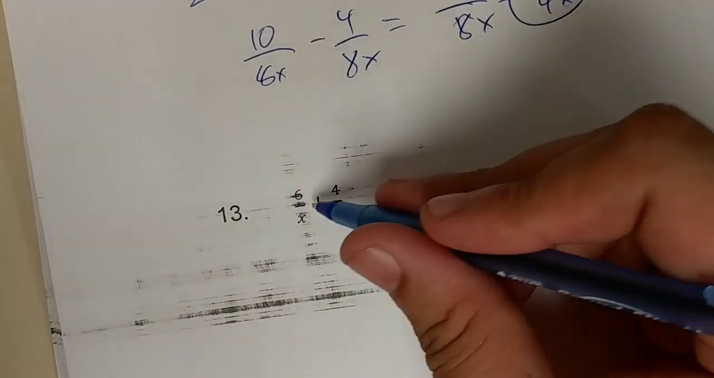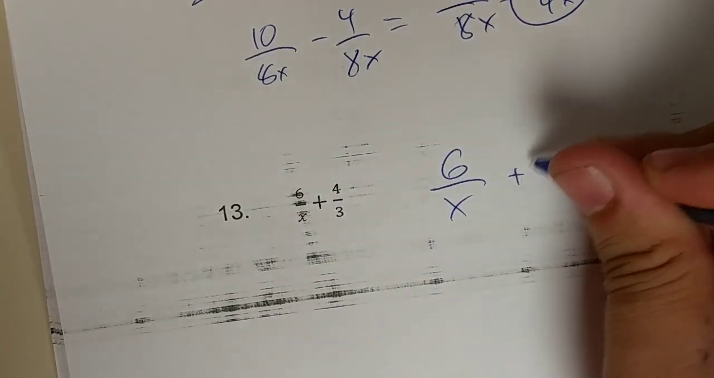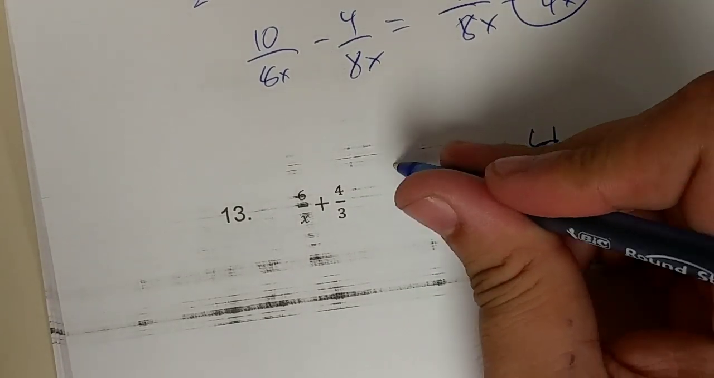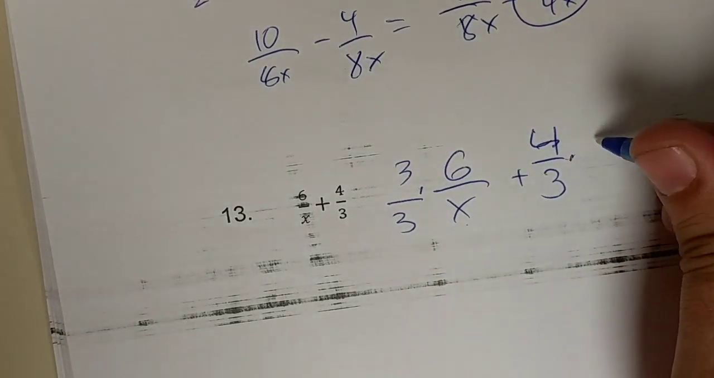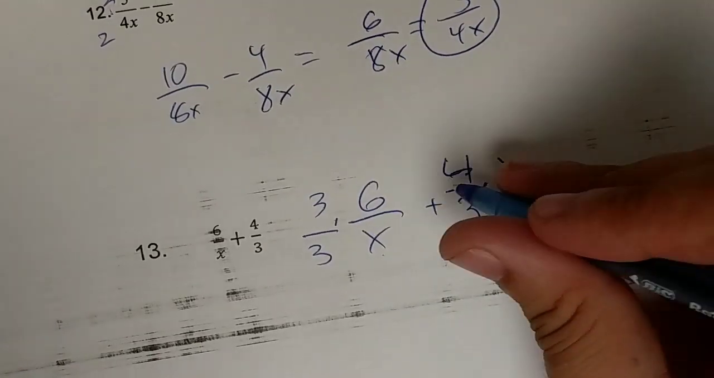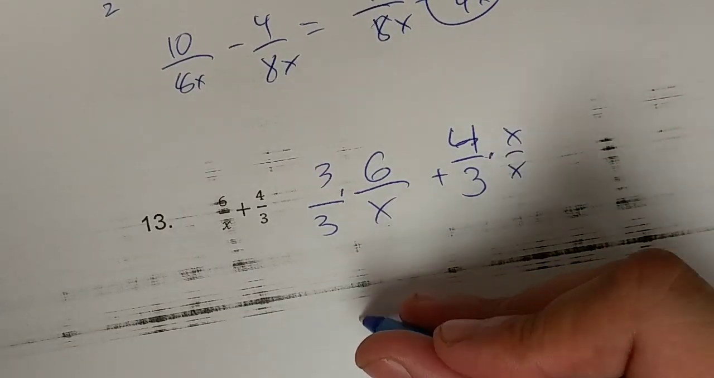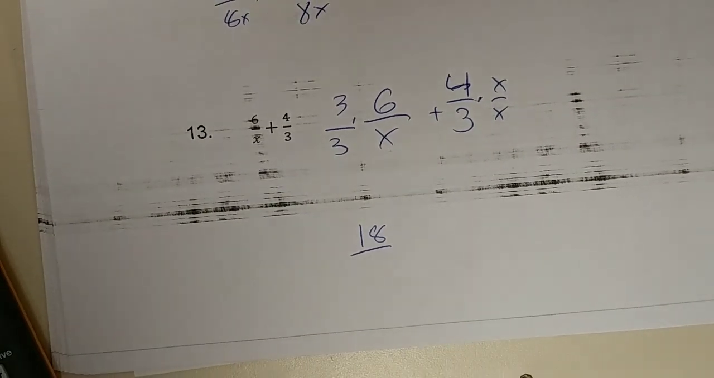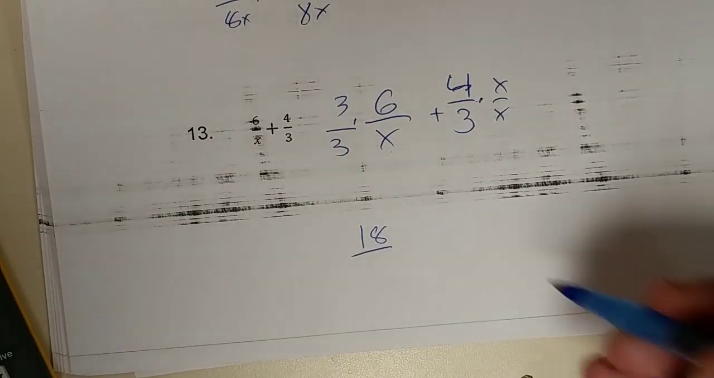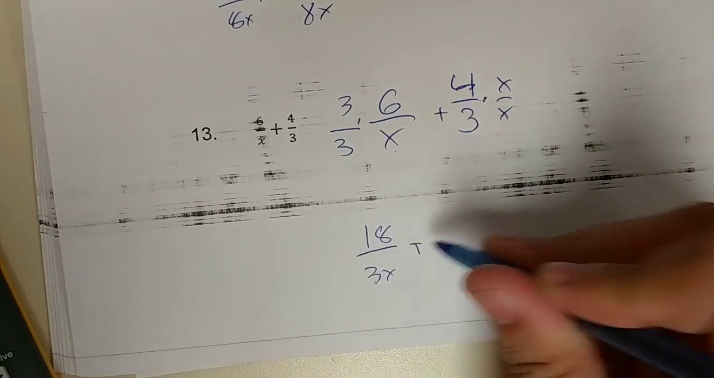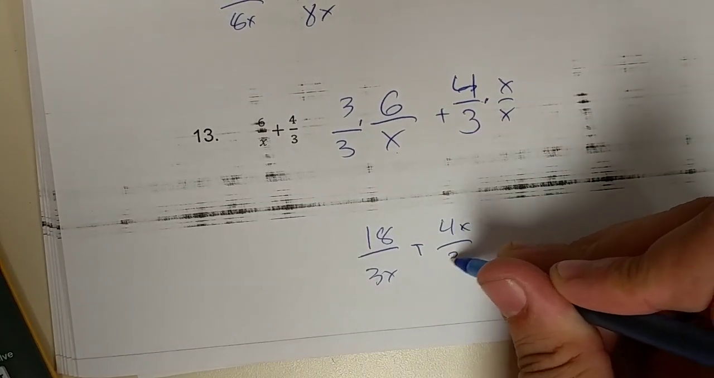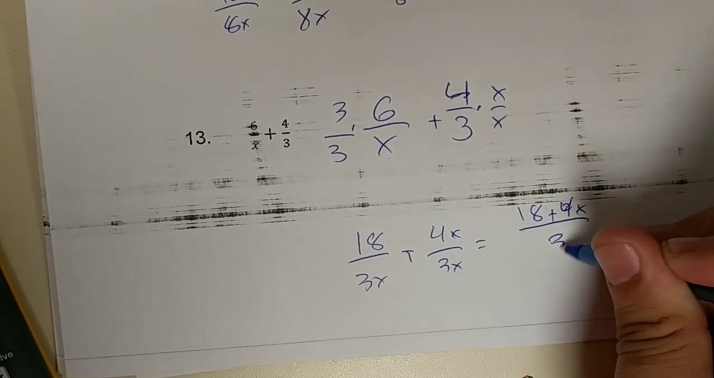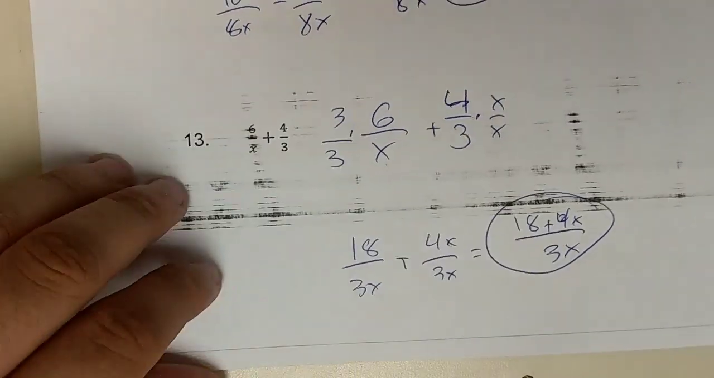Next one, let me rewrite this, 6 over x plus 4 over 3. So I need to make this equal 3x, so I have to multiply this by 3 over 3, and this by x over x. So now I have 18 over x, and because I zoomed this in, it's too zoomed in and there's too little space to work on. 18 over 3x plus 4x over 3x. So that's 18 plus 4x over 3x. Can't do anything about that, circle.